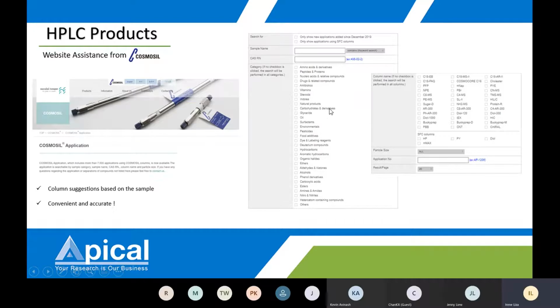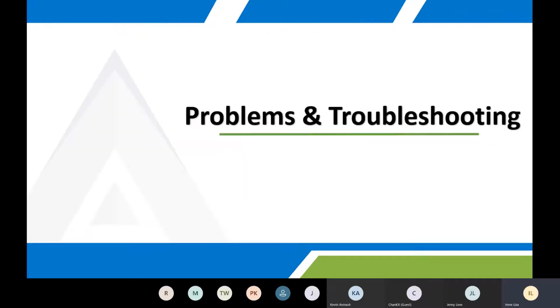And if you have some idea of the columns that you want to use and you want to see whether it's suitable, you can click. If not, it will suggest suitable columns that you can use. In this data, because there's an application base, you can also get to see the flow rate, the retention time, and some of the graphs of samples which Cosmosil have used previously to analyze. So this web assistant from Cosmosil is truly convenient, and it's truly accurate.